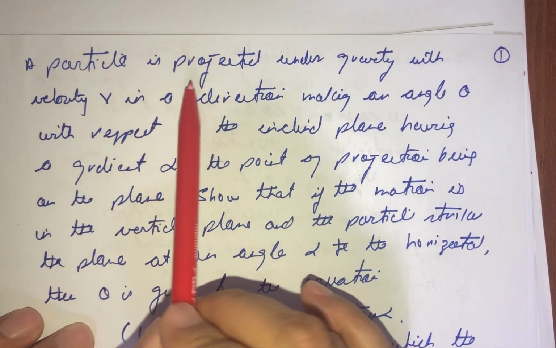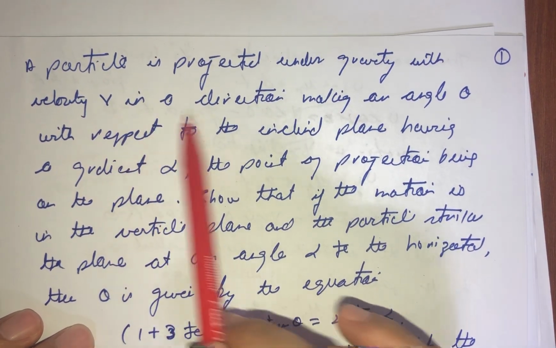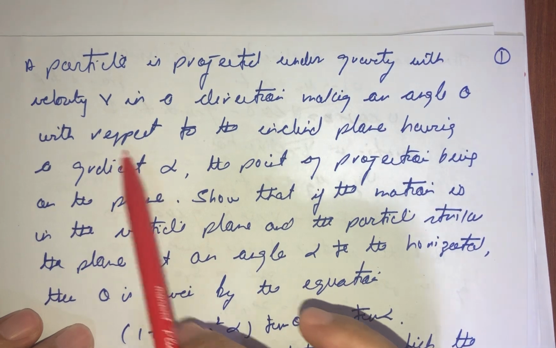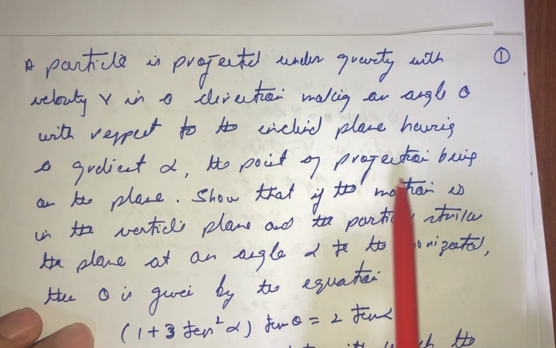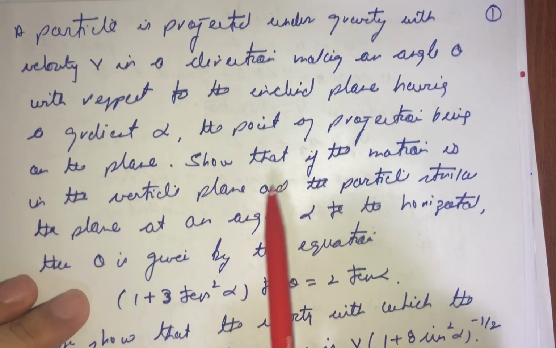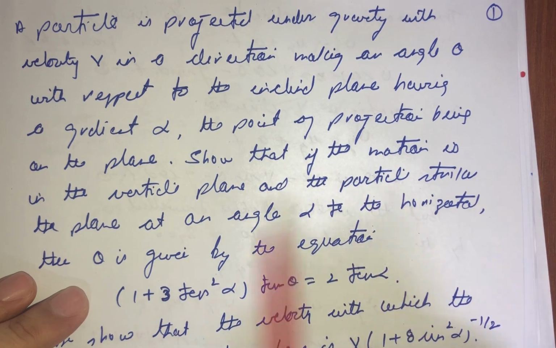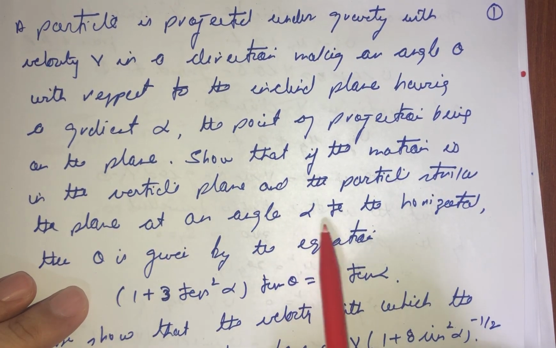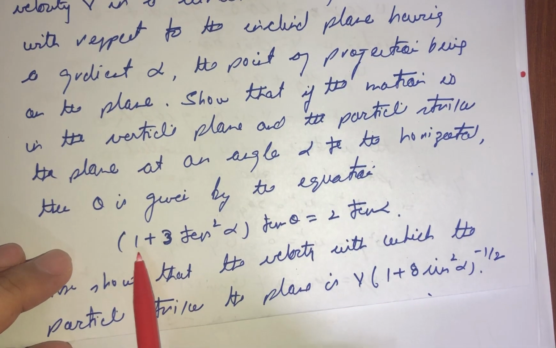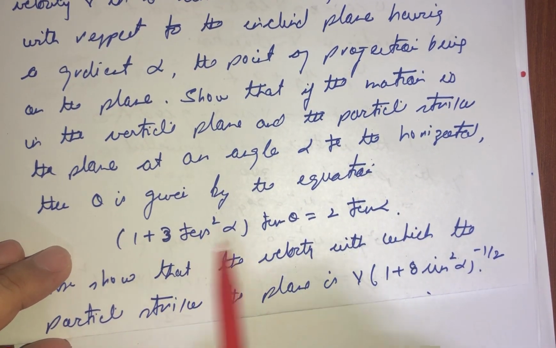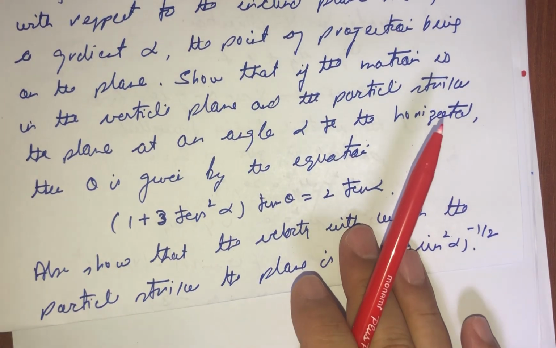Question is, a particle is projected under gravity with velocity v in a direction making an angle theta with respect to an inclined plane having a gradient alpha, the point of projection being on the plane. Show that if the motion is in the vertical plane and the particle strikes the plane at an angle alpha to the horizontal, then theta is given by the equation (1 + 3 tan² alpha) tan theta = 2 tan alpha.